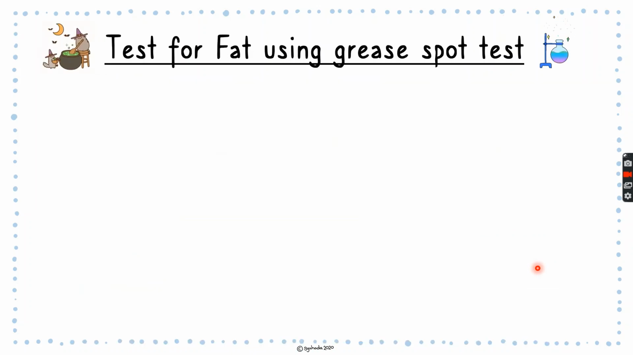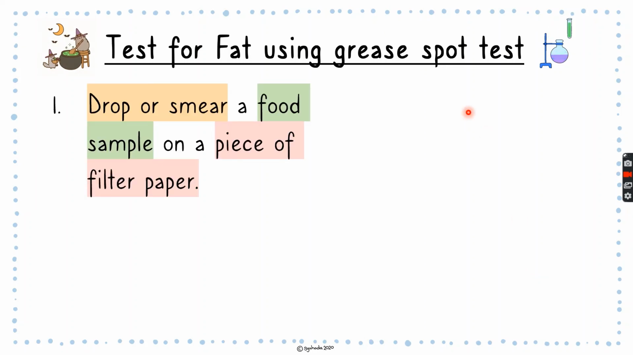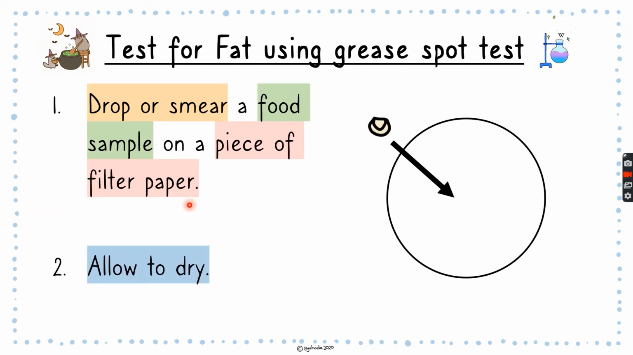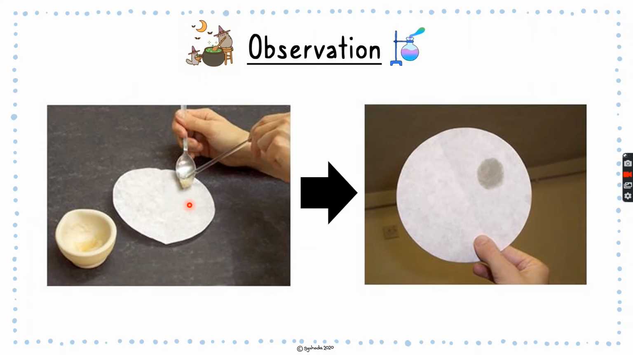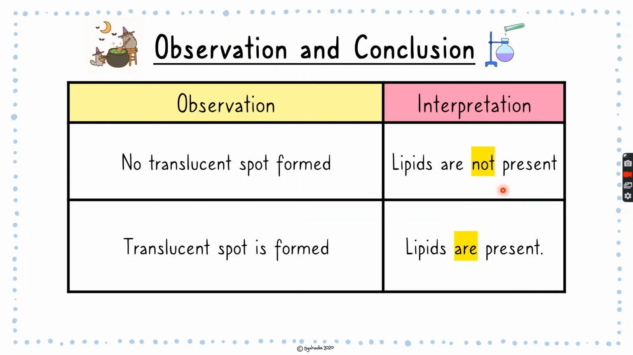Lastly, this is the one for year 8. If you test for fat using this thing called the grease spot test, this is pretty simple. All you have to do is drop or smear the food sample on a filter paper. Then you allow it to dry. So you get that food sample and the filter paper and just drop it or smear it onto that filter paper. And you're going to see something like this. So that is called the grease spot forming on the filter paper.